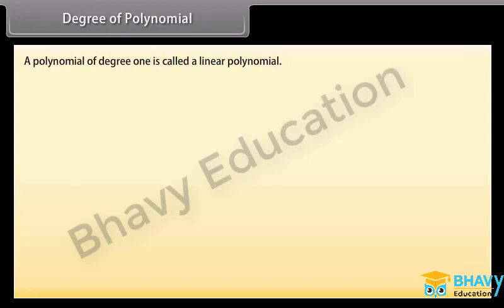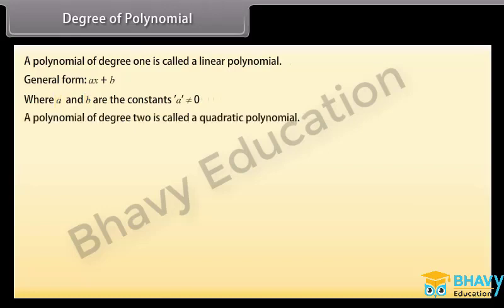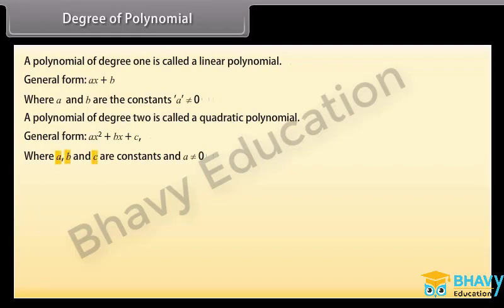Degree of polynomial. A polynomial of degree 1 is called a linear polynomial. Its general form is ax plus b, where a and b are constants, and a is not equal to 0. A polynomial of degree 2 is called a quadratic polynomial. Its general form is ax square plus bx plus c, where a, b and c are constants and a is not equal to 0. A polynomial of degree 3 is called a cubic polynomial.